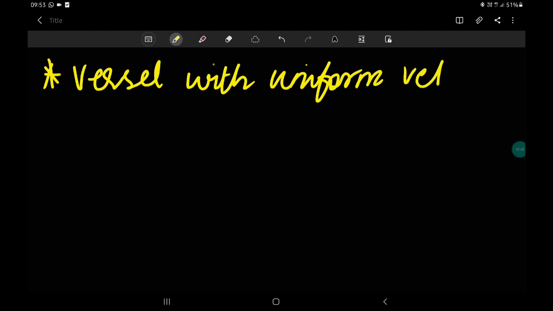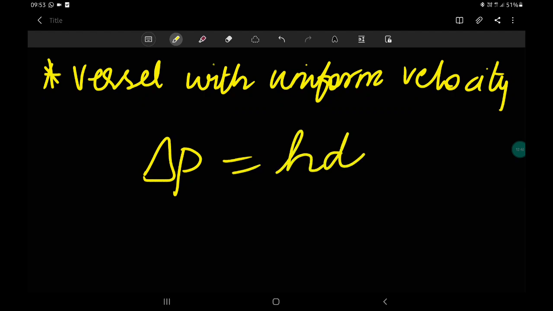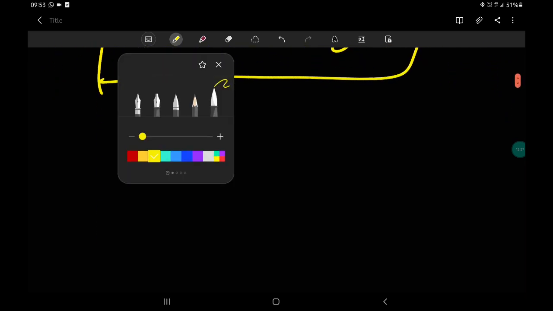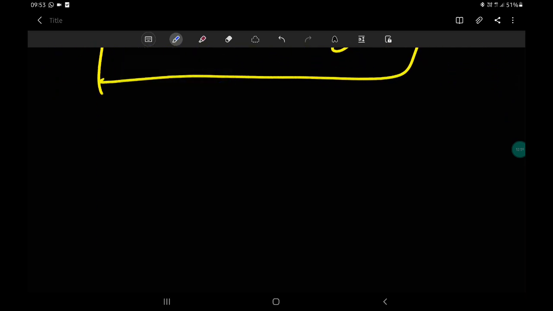If this is the condition, then remember what you should do. No acceleration means your formula remains as simple as that. Nothing to add, nothing to go, because in uniform velocity, acceleration is 0. Okay, that's it. Now suppose the vessel was going in horizontal direction. This was in the terms like when it is moving up and down.